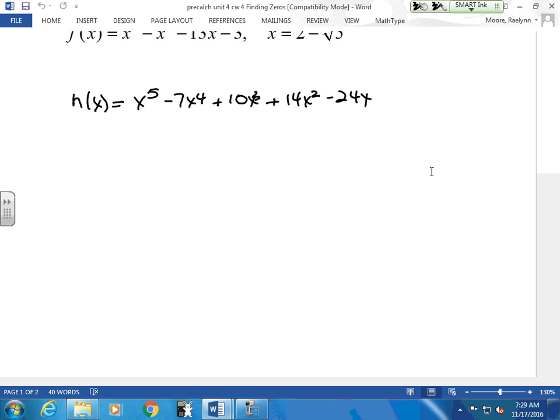What's the first thing I can do in terms of factoring? Take out an x. We're going to set this to 0, so let's take out an x first. Make life easy. So what is one of my zeros already? 0.